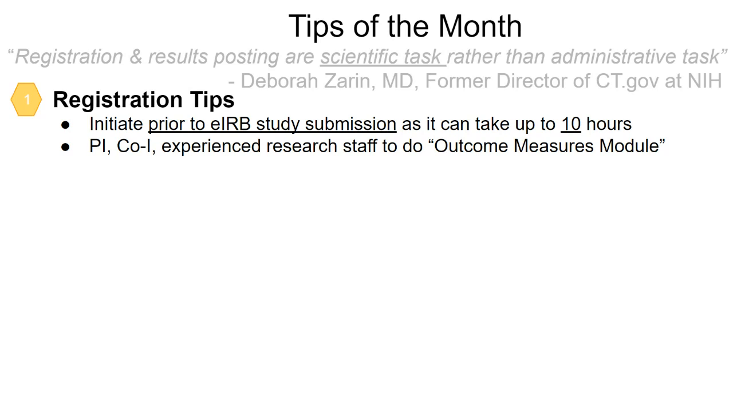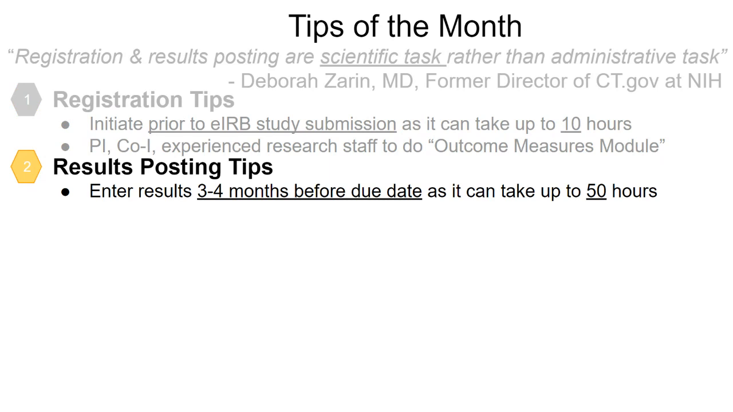Then again, the PI or co-investigator, whoever understands the clinical trial design, should do the outcome measure module, because this module is considered a scientific module. And for results, again, start early. Enter results 3 to 4 months before the due date. NIH said it can take up to 50 hours, and it of course depends on the complexity of the trial. Multi-arm, multi-stage, multi-outcome trials take much longer than a single-arm, single-site pilot trial with a small sample size, right?